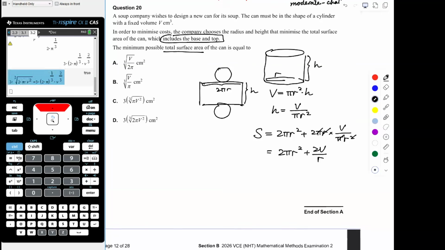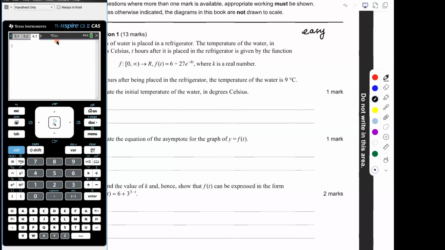A glass of water is placed in a refrigerator. Okay, temperature is given by this function, initial temperature, equation of the asymptote. And after 2 hours, the temperature is 9 degrees Celsius. So what I'll do is, I'll first define the function. f of t is assigned to 6 plus 27 times exponential minus k times t. Okay, and f of 0, that's 33 degrees Celsius.